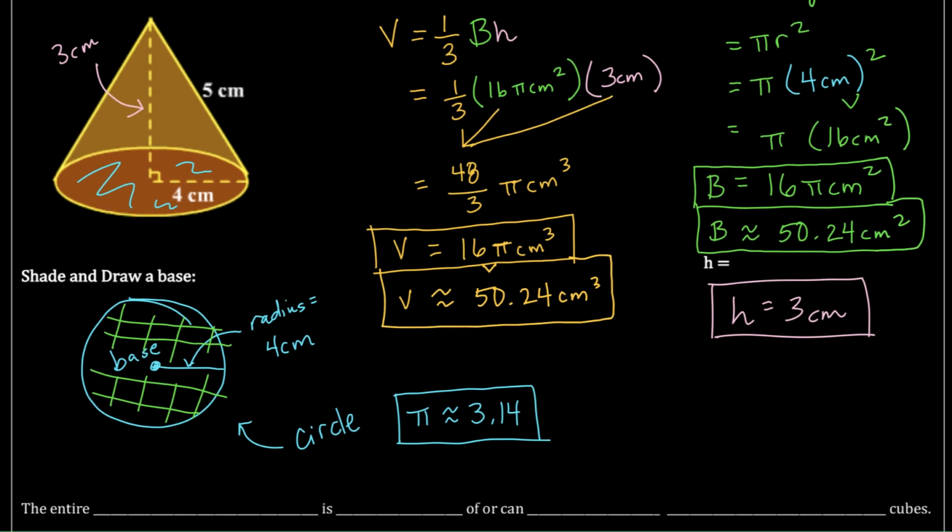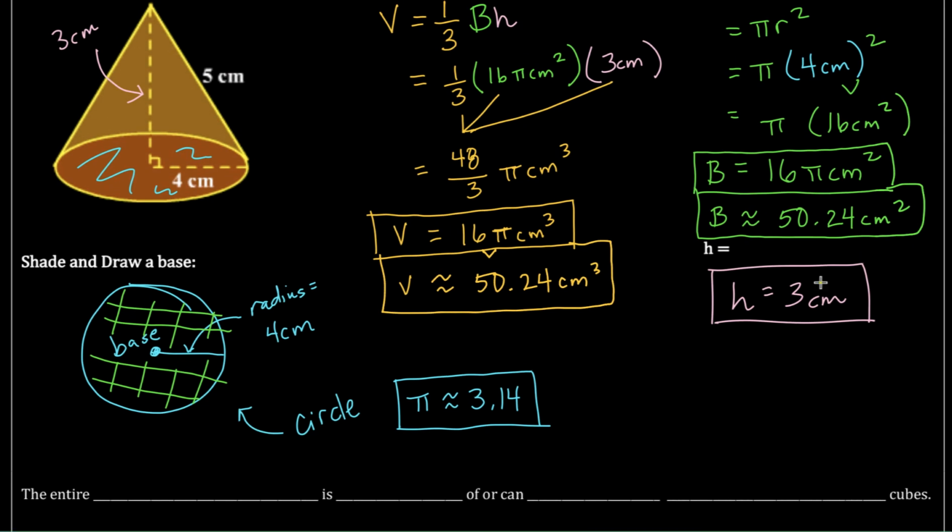Okay, statement. So the entire cone is made of, or can hold, approximately 50.24 centimeter cubes. Cool. Let's go to the next page.